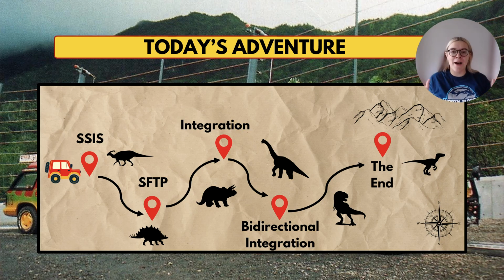Alright, before we hop into the Jeep, here's a quick overview of today's adventure through Integration Park. First, we'll start off by covering what SSIS is and how we use it. Then we'll move to SFTP and how the two work together as a part of a larger integration. From there, we'll dive into how to build a bidirectional integration to solve a real advising challenge, and I'll walk you through the step-by-step process. And hopefully by then, you'll not only understand the system, but you'll make it out of this alive.